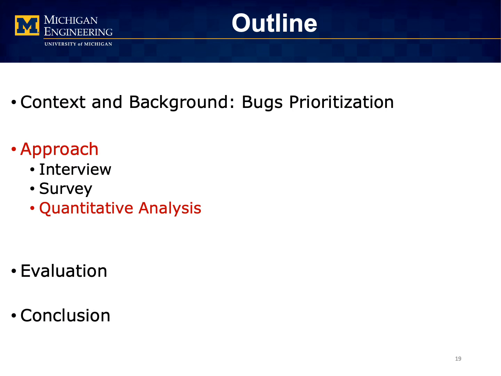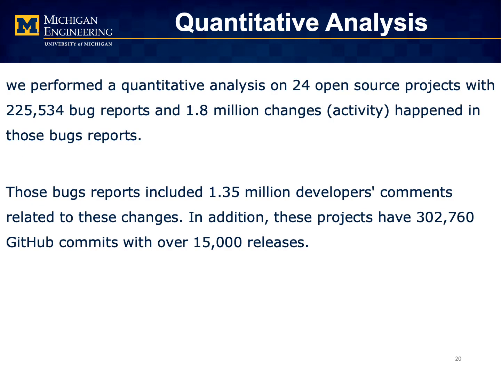Quantitative analysis. In this step, we performed a quantitative analysis on 24 open source projects with over 200,000 bug reports and 1 million changes or activities on those bug reports. Those bug reports also include 1.3 million developer comments related to these changes. In addition, these projects have over 300,000 GitHub commits with over 15,000 releases.